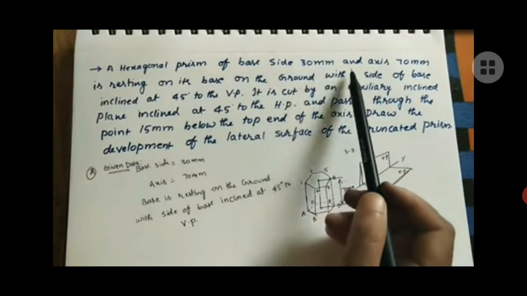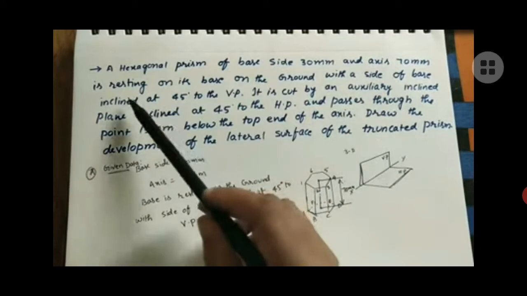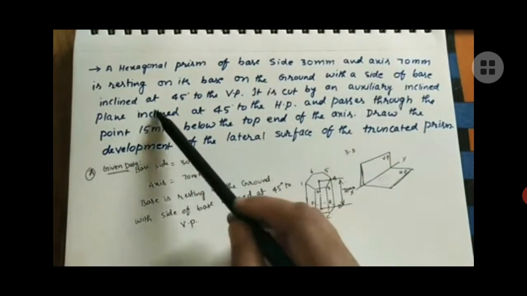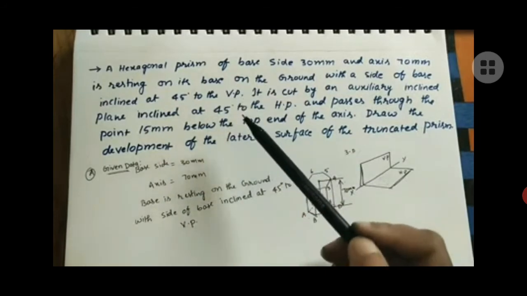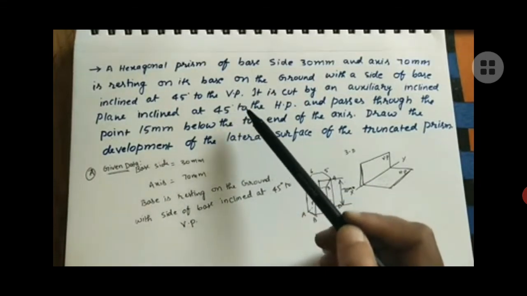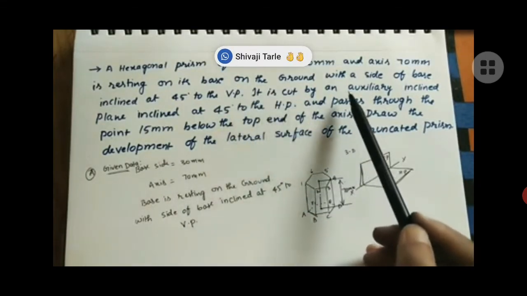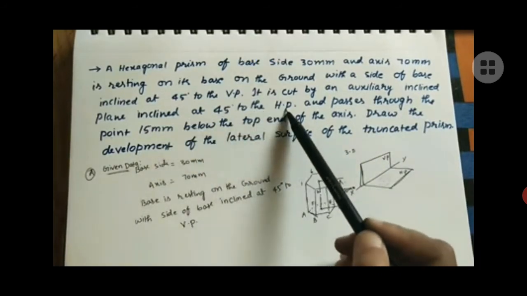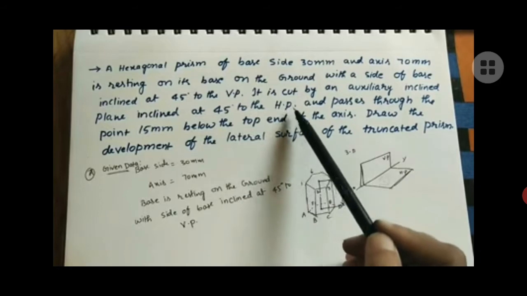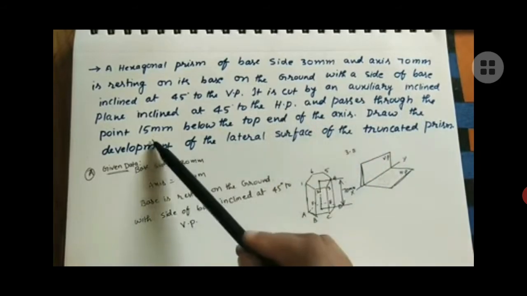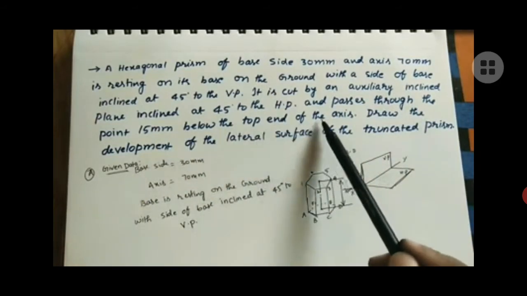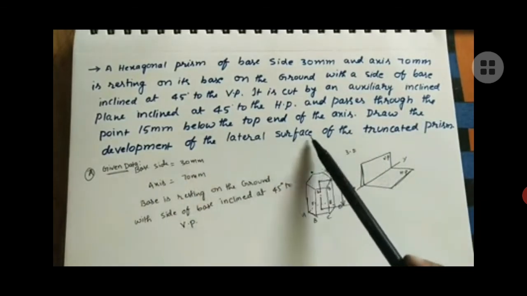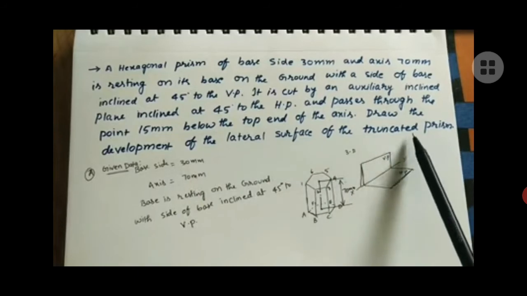A hexagonal prism, base side 30 mm and axis 70 mm, is resting on its base on the ground. A side of the base is inclined at 45 degrees to the VP, and it is cut by an auxiliary inclined plane inclined at 45 degrees to the HP and passing through a point 50 mm below the top end of the axis. Draw the development of the lateral surface of the prism.